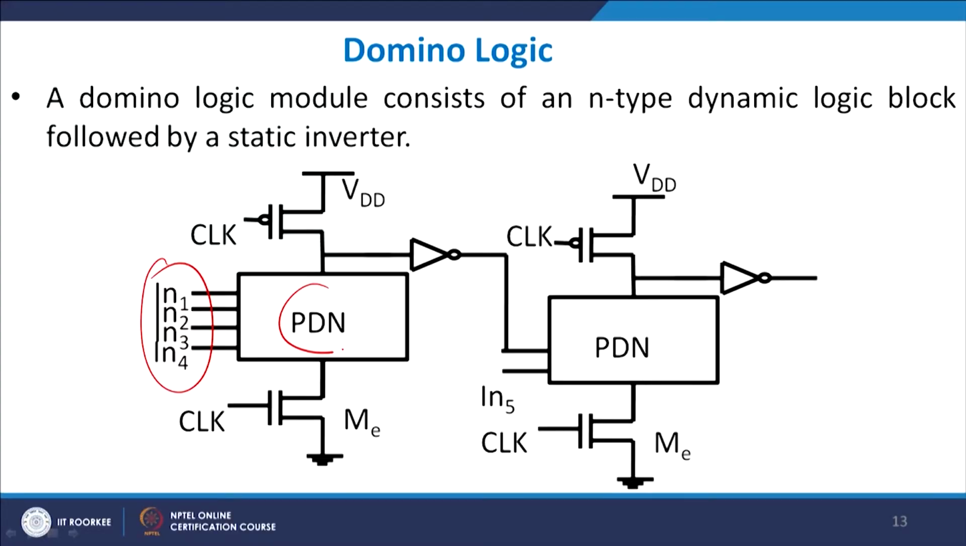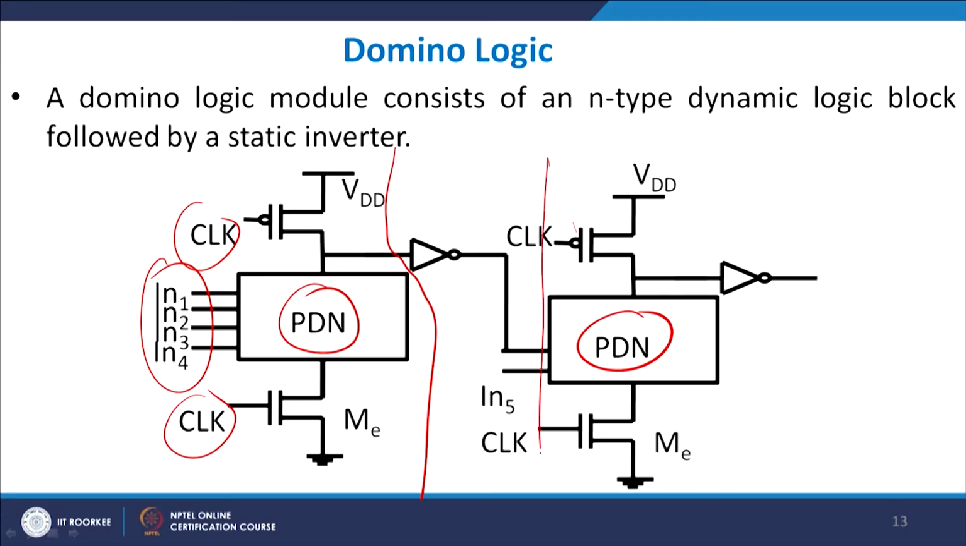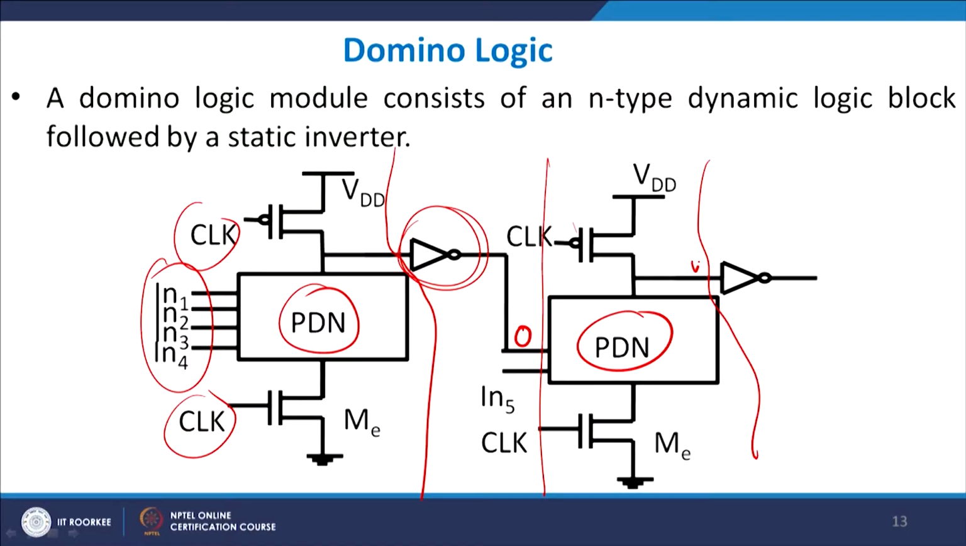So I have inputs here of course, and I have a PDN here and a PDN here. I also have a clock and clock bar. If you look at it closely, this is exactly the dynamic logic. Similarly this is also a dynamic logic, but they are cascaded by a static inverter. This static inverter will always ensure that if clock equals 0, then this will be VDD, so this will be 0, which implies that your PDN will be switched off. Therefore, if it is switched off and clock equals 0, this will be VDD and output will be equal to 0.